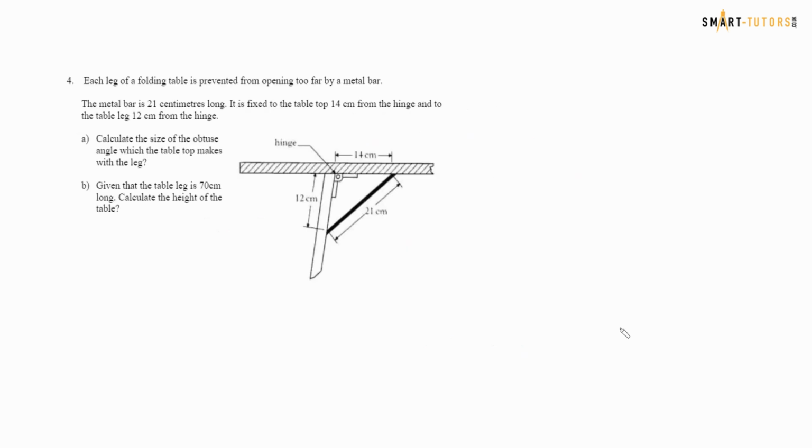Each leg of the folding table is prevented from opening too far by a metal bar. The metal bar is 21 cm long, so it's given here, 21, and it is fixed to the tabletop 14 cm from the hinge and to the table leg 12 cm from the hinge. Calculate the size of the obtuse angle which the tabletop makes with the leg. So this is the angle in question. They are asking what this angle is.